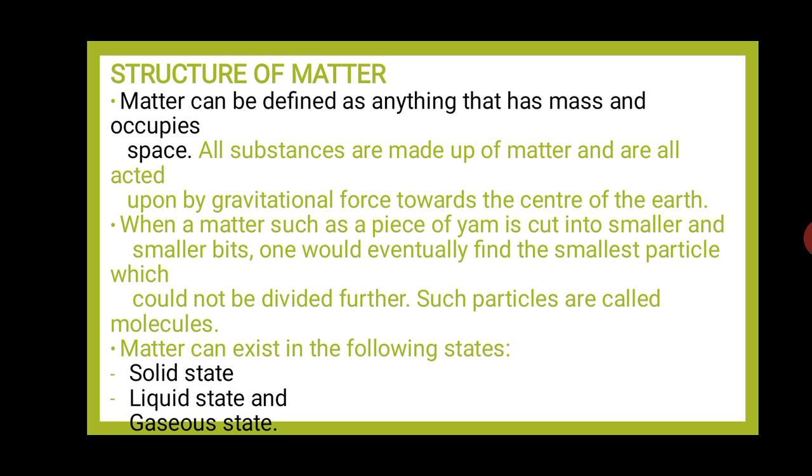Whenever you pick any substance and you start breaking it further, you start to slice it, it will get to a particular point that you will no longer be able to break it down further. And that smallest aspect is called the atom. But the smallest aspect that is capable of independently existing is the molecule. We shall talk about that. Matter can exist in the following states. We have matter existing in solid state, liquid state, and we have the gaseous state.